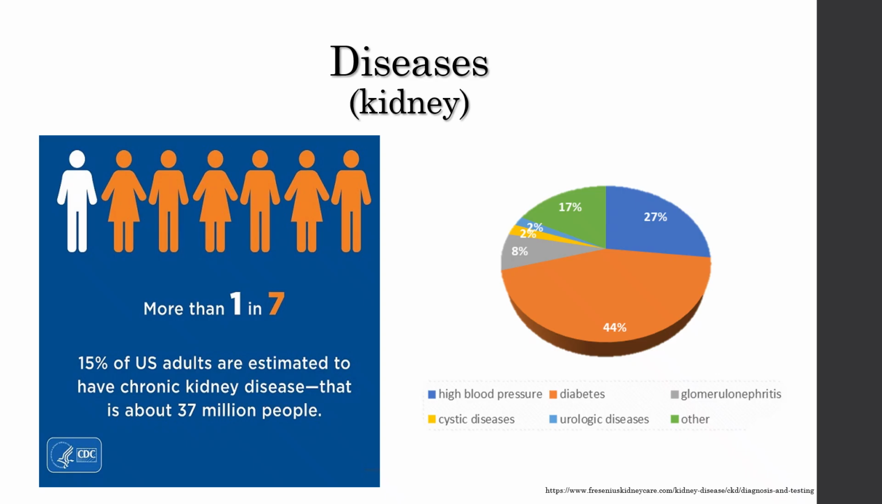And when we look at the causes, the chart on the right tells the story very clearly. Diabetes is roughly 44%. Hypertension, roughly 27%. Glomerulonephritis is around 8%. And then we have cystic diseases and urologic causes, both about 2%. And then other causes is around 17%. So yes, the kidney really does suffer when the rest of the body misbehaves.